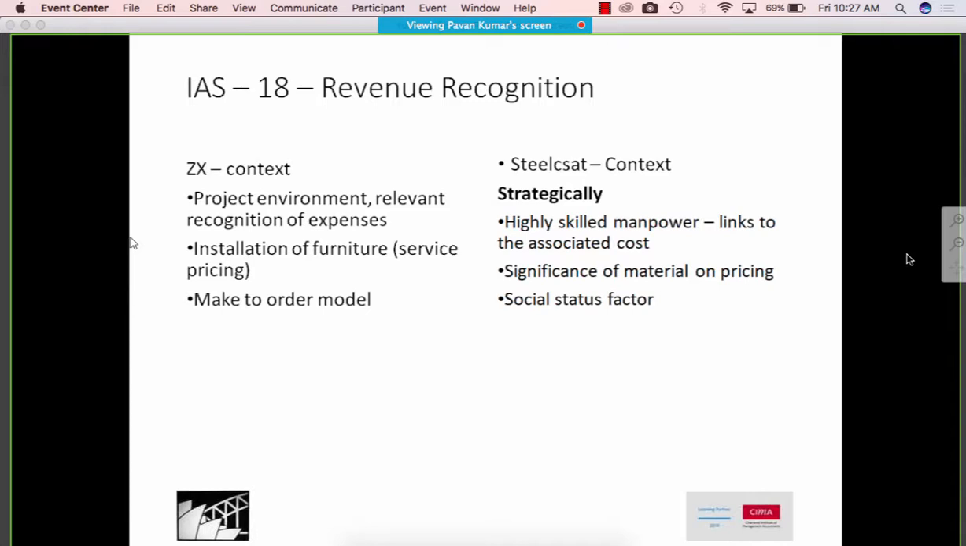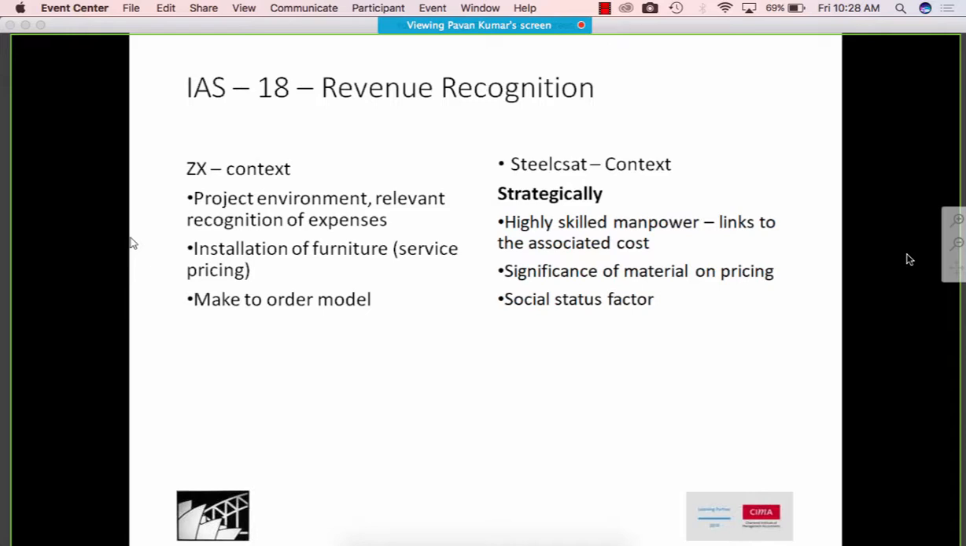Say for example in ZX's case, probably the first milestone where you can invoice the customer is when the design is accepted. And the second milestone is when the prototype is accepted. And the third milestone is when the furniture is delivered. And the final milestone is after the installation services, which are exactly the steps listed according to the case study for MCS.